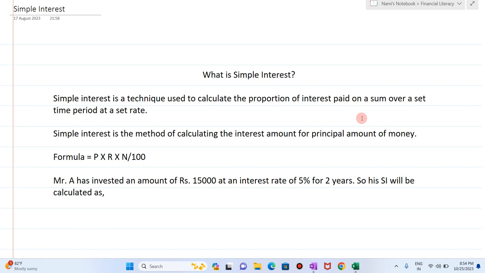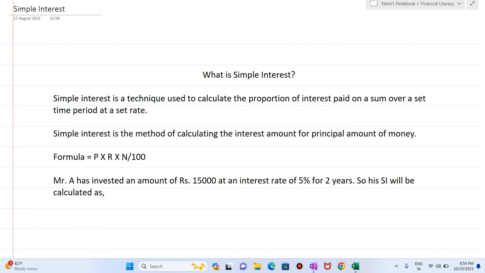In today's session, we will learn how to calculate simple interest in MS Excel. Plus, we are going to study the formula to calculate simple interest in Excel. So, without wasting time, let's start the session.